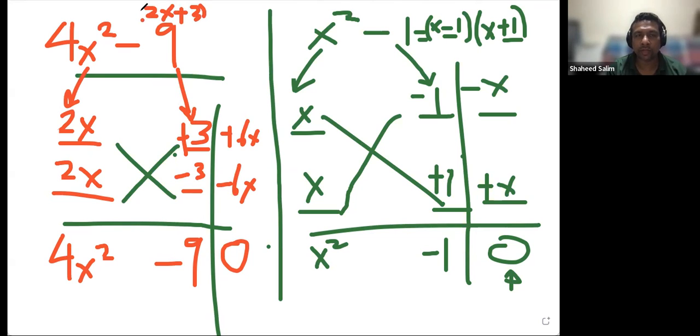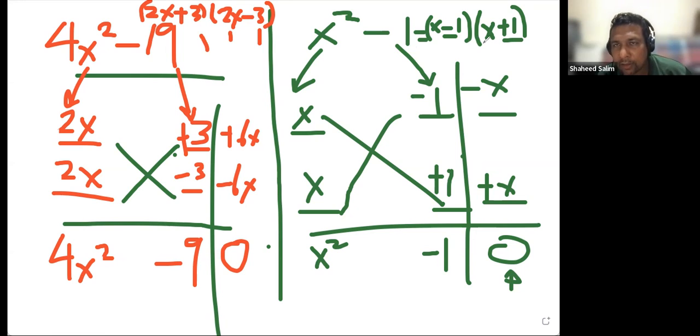2x minus 3. I want you to look at the pattern again. Can you see all the numbers are the same now? 2x, 2x, 3, 3. The only difference is one is plus 3, one is minus 3. Look at this: x, x, 1, 1, minus, plus. Do you see the pattern?